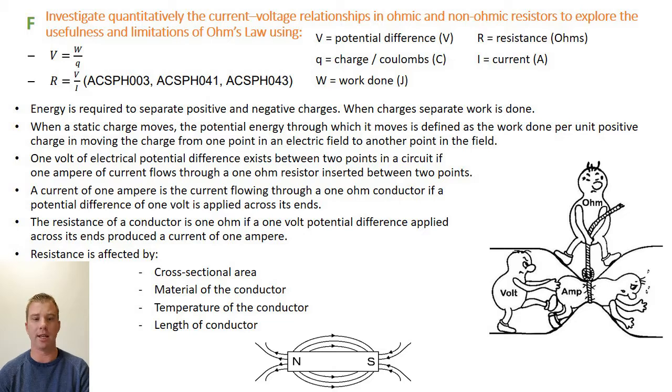So if we're looking at these values that are given in the equation, ohms, volts, and amps, what does that actually mean? You can see that in the diagram there, and it's a typical diagram you may have already seen in junior science. Ohms is resistance, so if you look there, it's the cross-section area in that diagram. Amps is the amount of current, volts is the amount of push on that current. So resistance is affected by cross-sectional area, material of the conductor, temperature of the conductor, and length of the conductor.